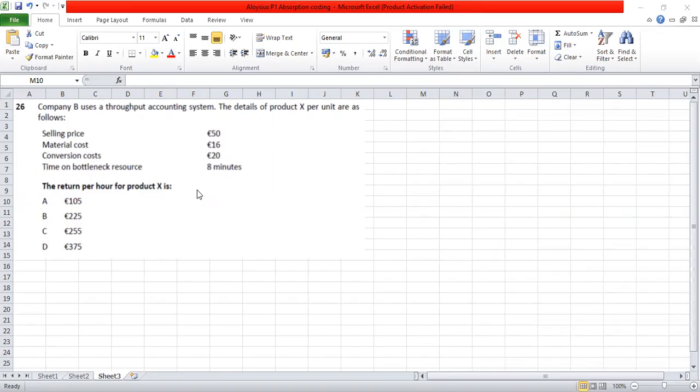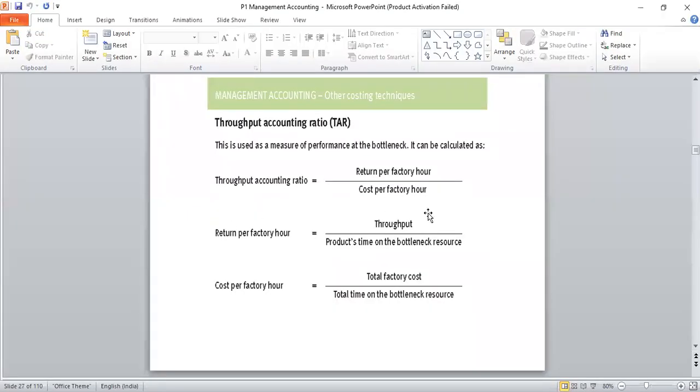Question number 26. Company B uses a throughput accounting system. Details of the product per unit are as follows. Selling price is given, material cost is given, conversion cost is given, time on bottleneck resources 8 minutes. So what is the return per hour? What's the formula for return per hour? Return per hour is equal to throughput. What is throughput? Sales minus material cost, divided by product time on the bottleneck resource.